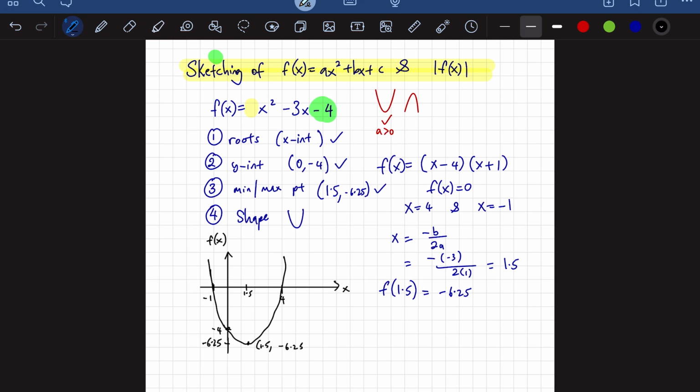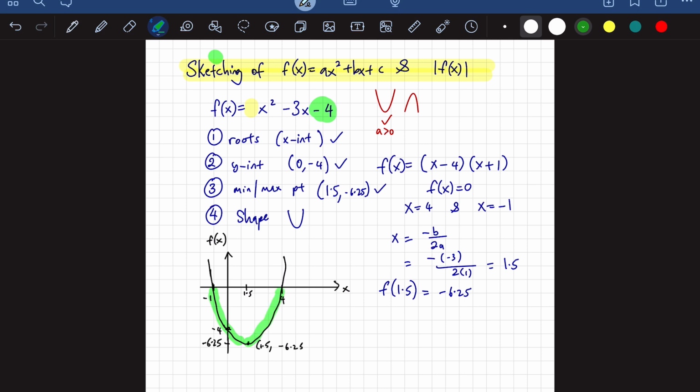So with these 4 pieces of information, it's very important. Once you have them, you can definitely sketch your quadratic function. All right, so the next question is then, what is the modulus version of f(x)? What do we mean by finding the absolute value?